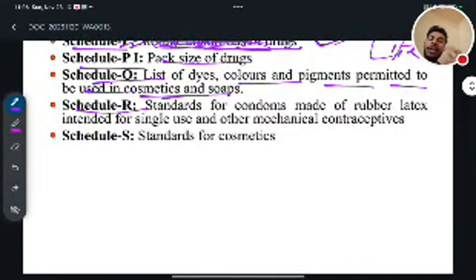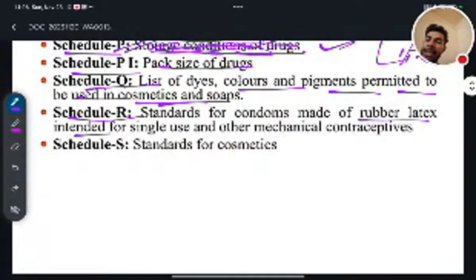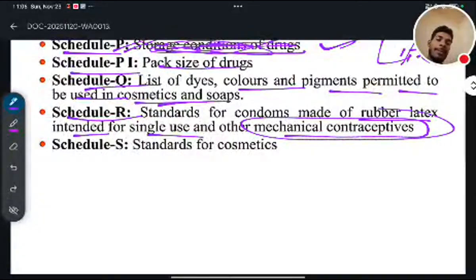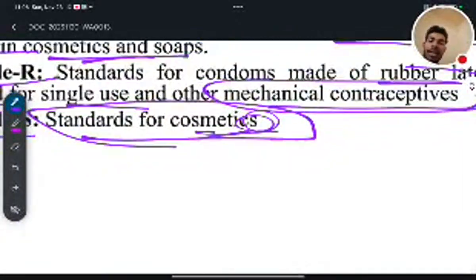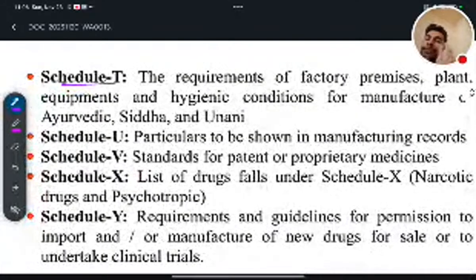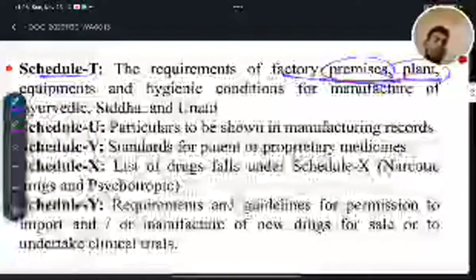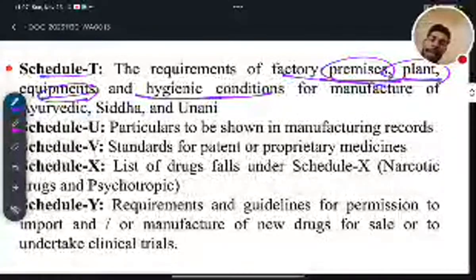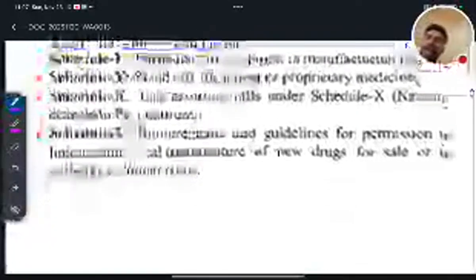Schedule R is for rubber, like latex and condoms, intended for single use and other mechanical contraceptives. Schedule S is for standards for cosmetics. And Schedule T is for traditional drugs: the requirements of the factory premises, plants and equipment, and the hygienic conditions for the manufacture of traditional drugs such as Ayurveda, Siddha and Unani.